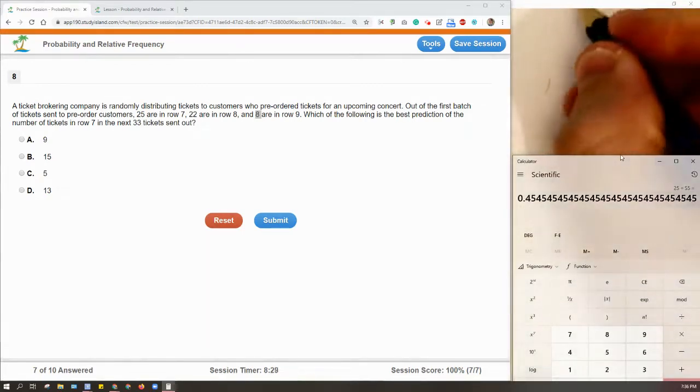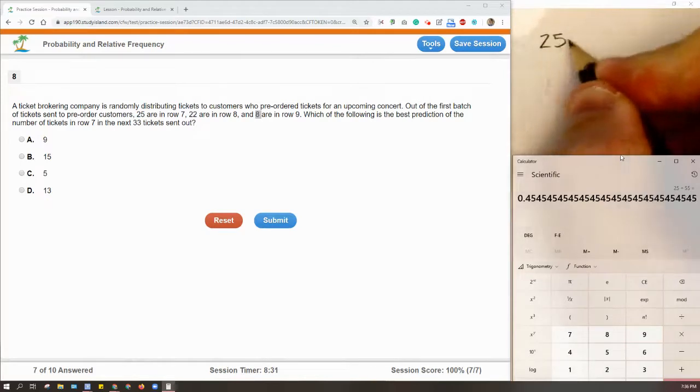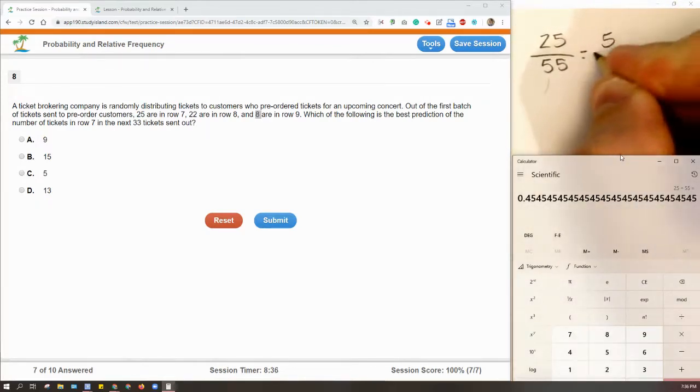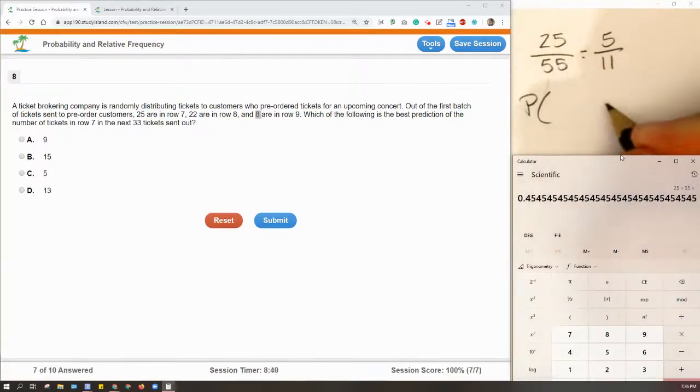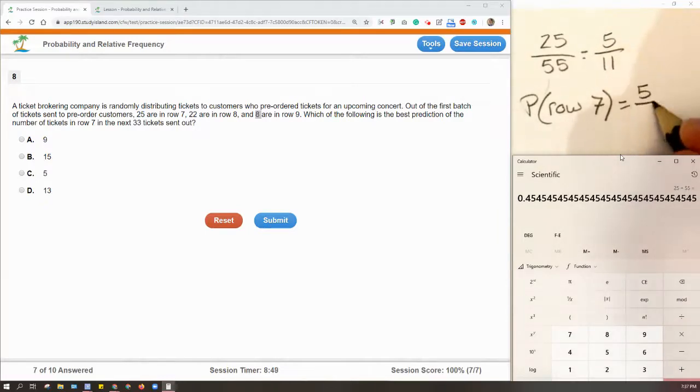So again, 25 out of 55. Both of these divide by 5, and you get 5/11ths. So the probability of row 7, and this is probability notation that I'm writing here, it's capital P, and then parentheses, you put the event that you want to know the probability of. So the probability the next ticket is in row 7 is equal to 5/11ths.